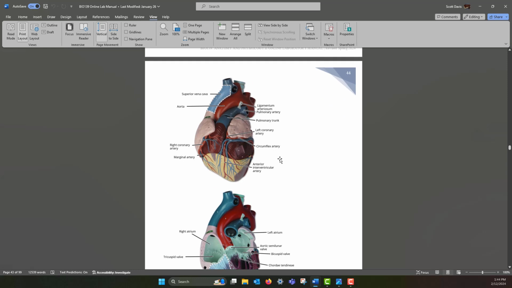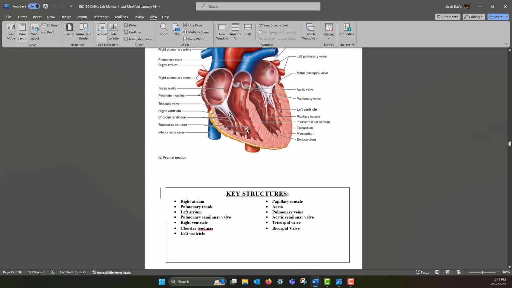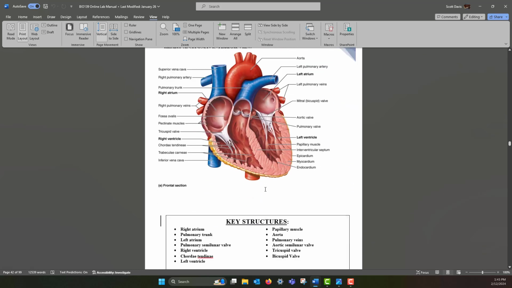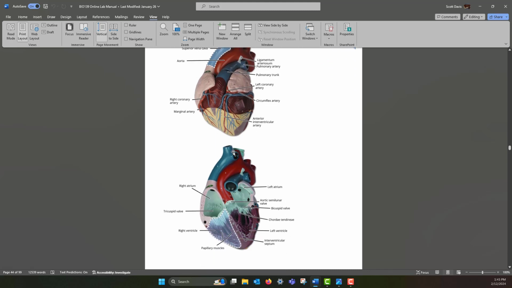Now, here is the heart model. This image right here is the same as what we see right here. So this is an artist representation of the anterior part of the heart. This is a model of the anterior part of the heart. All of the same structures are there.